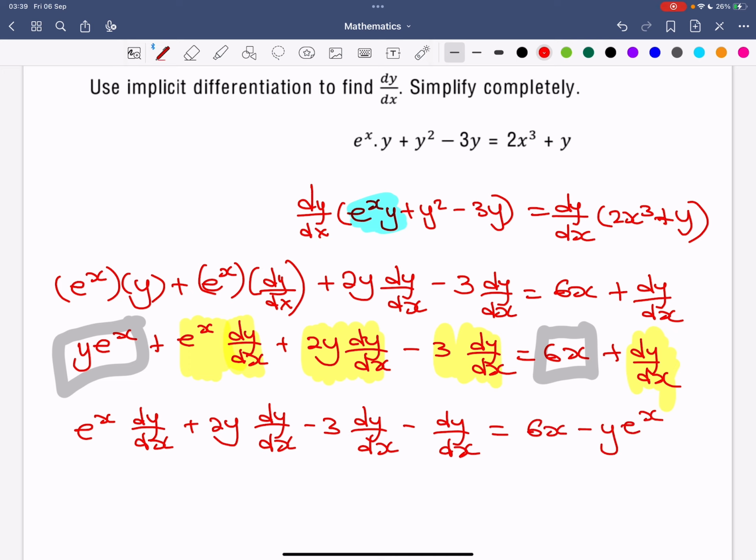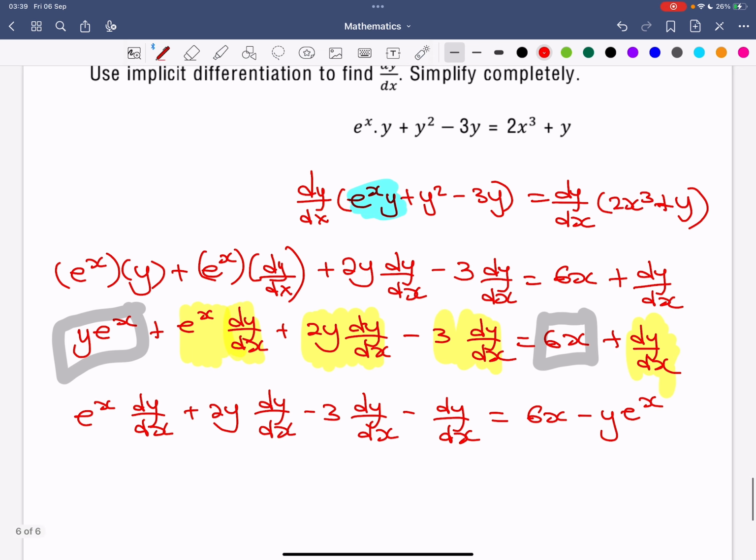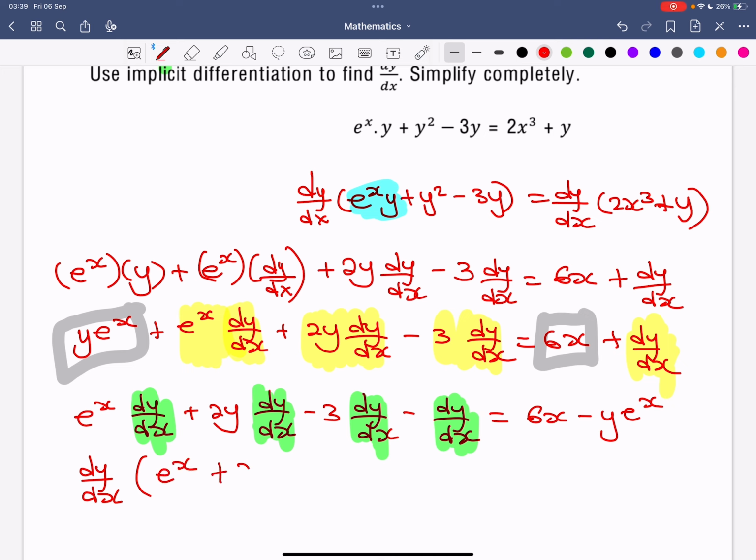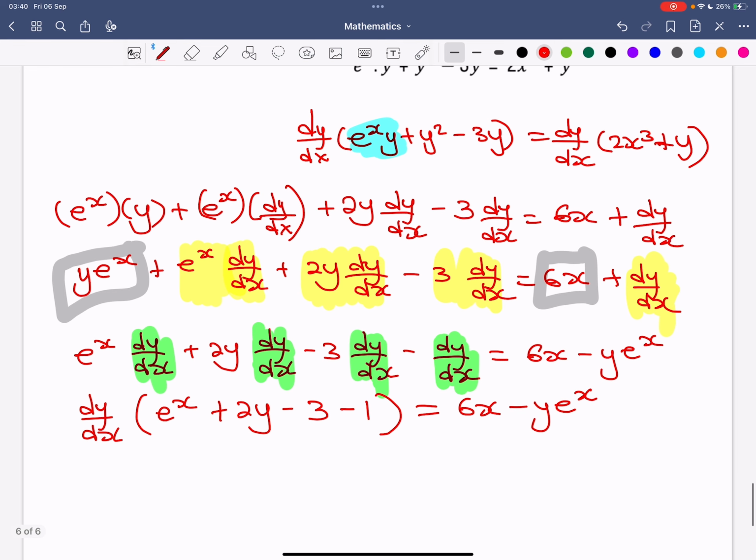So now I've put everything with dy over dx on one side. What is the next step that I need to do? I'll highlight in green: I need to take dy over dx as a common factor, because it's the same throughout. So now I have dy over dx as a common factor, and I'm left with e to the x plus 2y minus 3 minus 1 equals 6x minus y e to the x. I like showing all the steps without skipping.